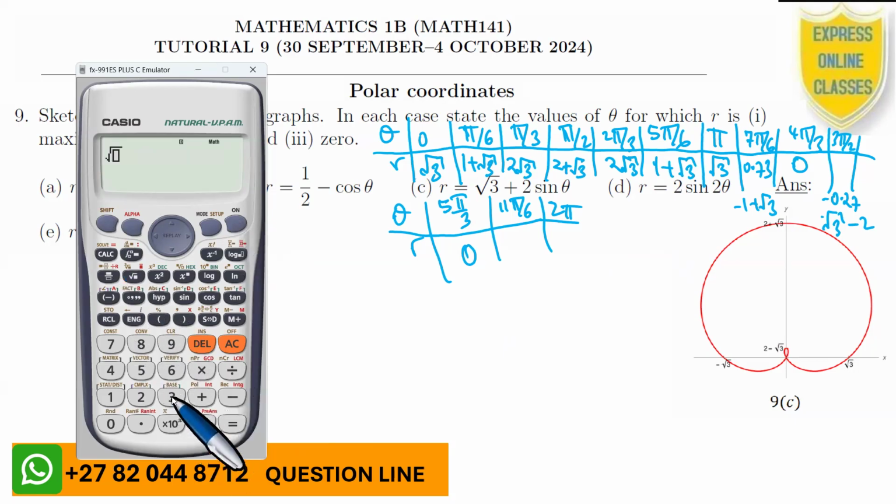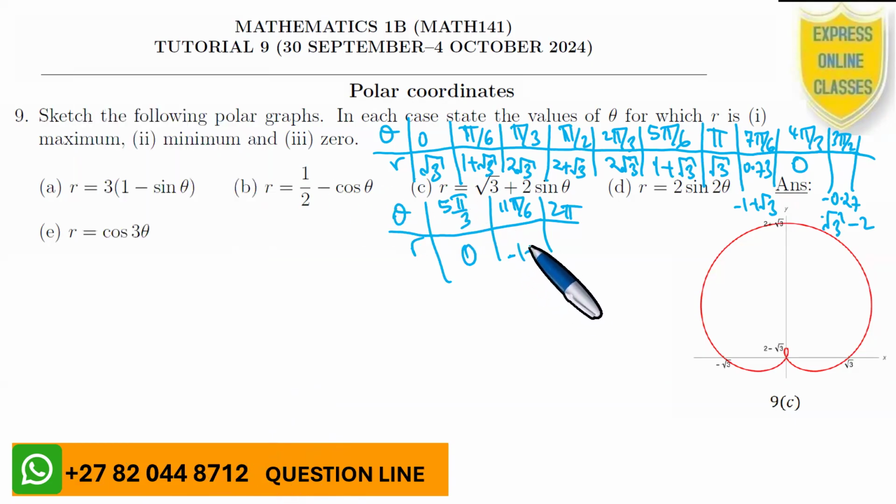Is the square root of 3 plus 2 times the sine of 11 pi by 6, 11 by 30 degrees. Minus 1 plus the square root of 3. But you already know minus 1 plus the square root of 3 is 0.73. The sine of 2 pi becomes a 0, and therefore that becomes only the square root of 3.